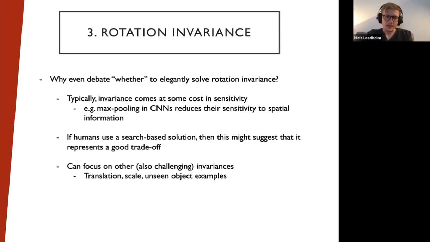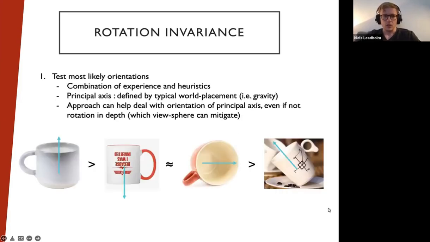And then that way we can focus on the representations being able to handle other equally challenging invariances like translation, scale, and novel examples of objects. So this isn't a new idea. The obvious thing to do is to just test the most likely orientations when you come across an object. But to get into this a bit more, most likely can be a combination of experience as well as some heuristics based on local features that I'll get into.